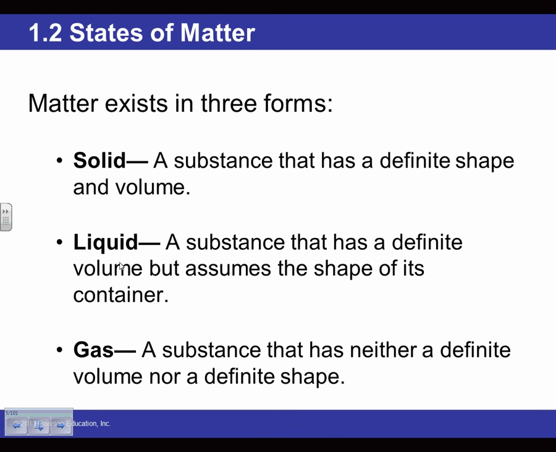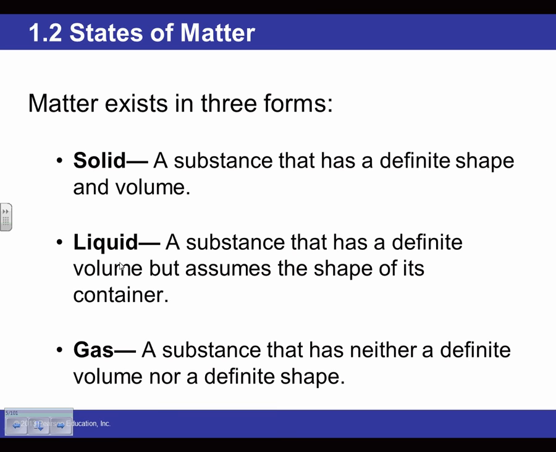Now, matter, as it exists for this course, is broken into solids, liquids, and gases. And they're broken down that way with specific emphasis on their shape and their volume. Now, with solids, they have a definitive shape and they have a definitive volume. That means it exists as that specific shape and that specific volume.